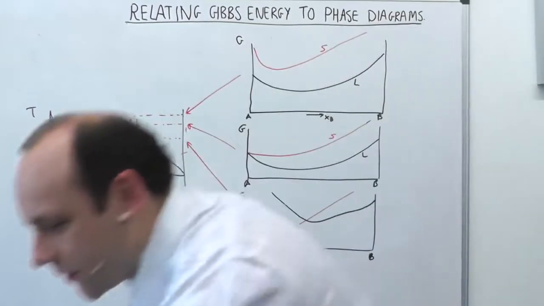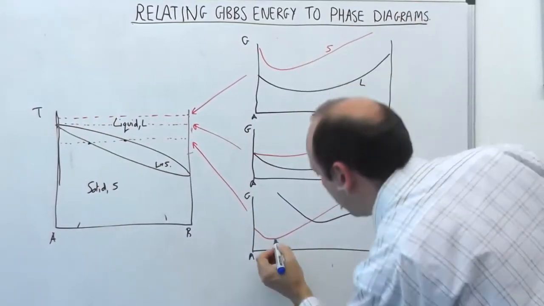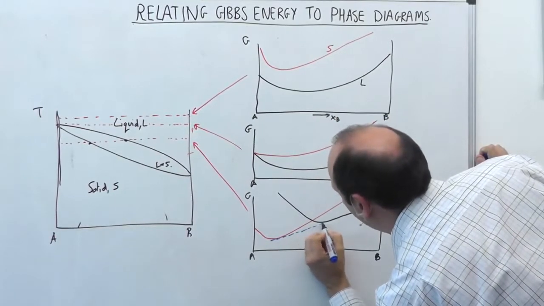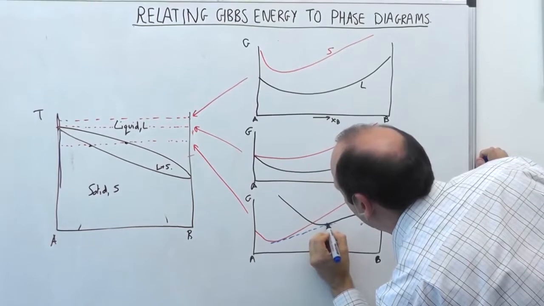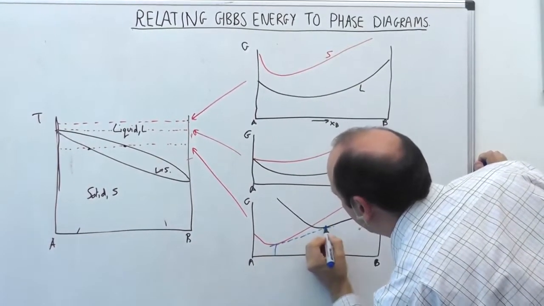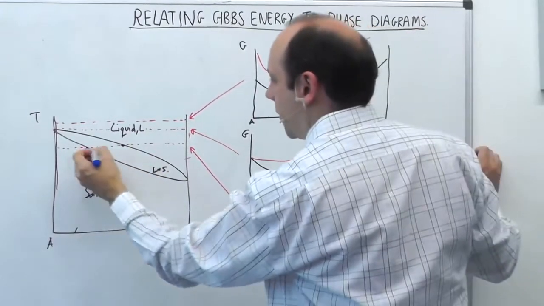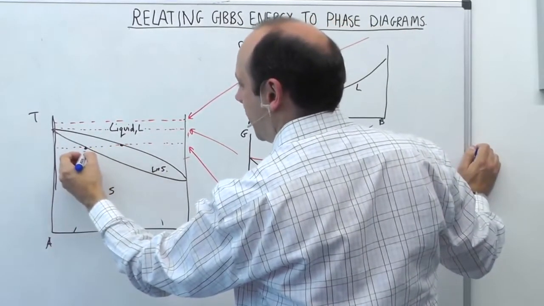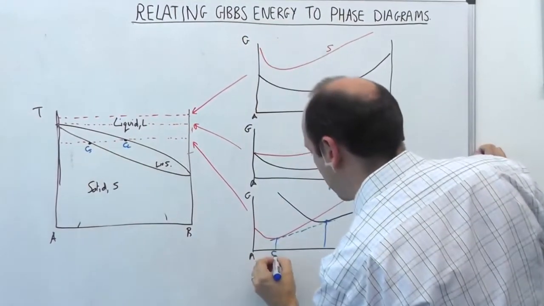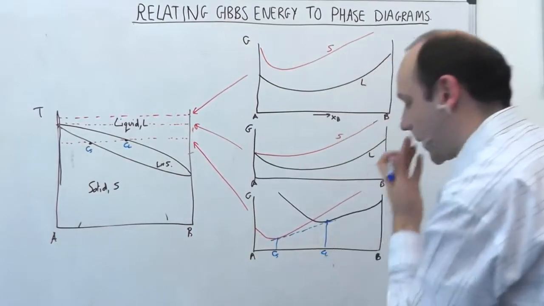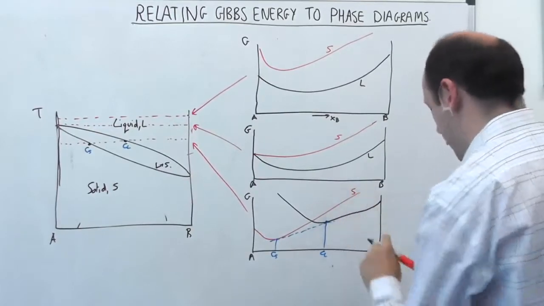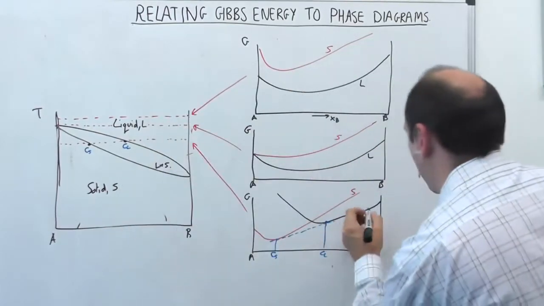The two-phase region we can identify in the following way. If we draw the common tangent between the two, where they have the same gradient, that goes all the way from here through to here, between those two points. Let's call them some composition of solid and some composition of liquid. That's my solid and that's my liquid.